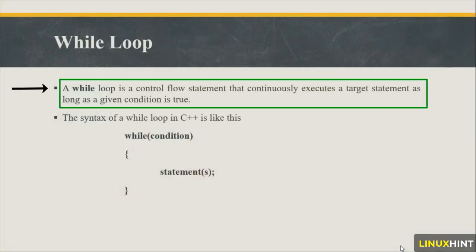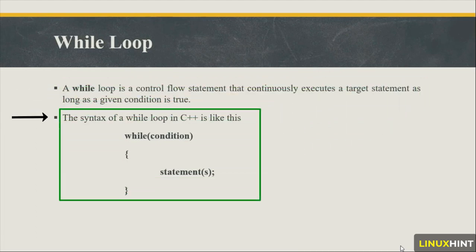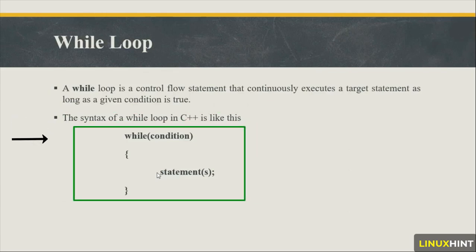So what is a while loop? A while loop is a control flow statement that continuously executes a target statement as long as a given condition is true. The syntax of a while loop in C++ is like this. After writing the while keyword, we have the condition inside the brackets. This condition is also called the test expression. And inside this while loop, we have a single statement or multiple statements.